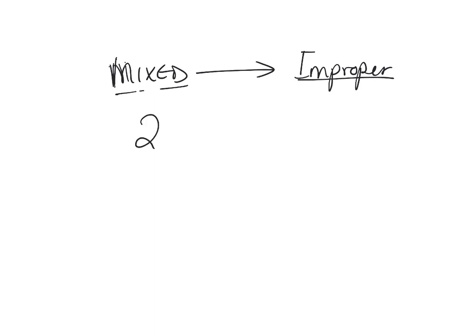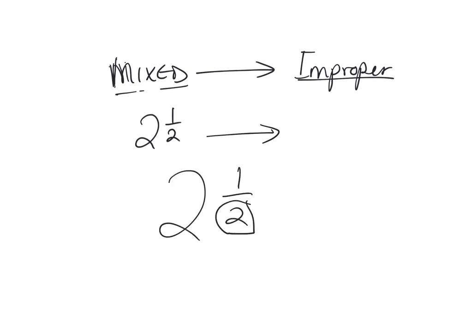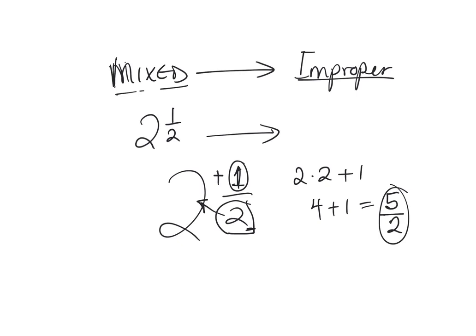So if you have 2 and 1/2, like that, and you want to convert it to an improper fraction, think of it this way. You take this 2 in the denominator, you multiply it by the whole number. So that's 2 times 2, that's 4. And then you add this 1 over here. So it's 2 times 2 plus 1. So that's 4 plus 1, which is 5. And you keep that denominator. So it'll be 5 over 2. So 2 and 1/2 is the same thing as 5 over 2.